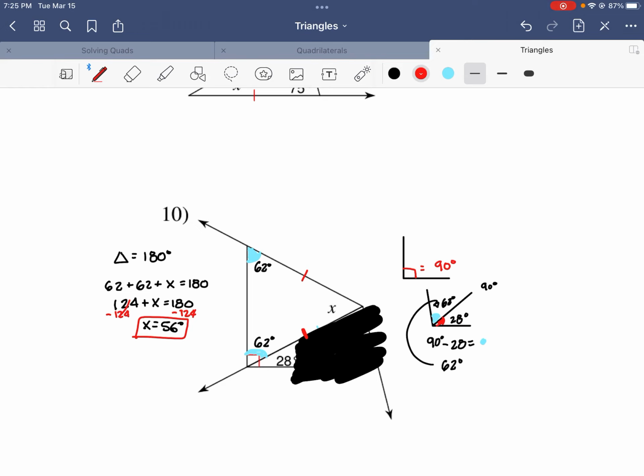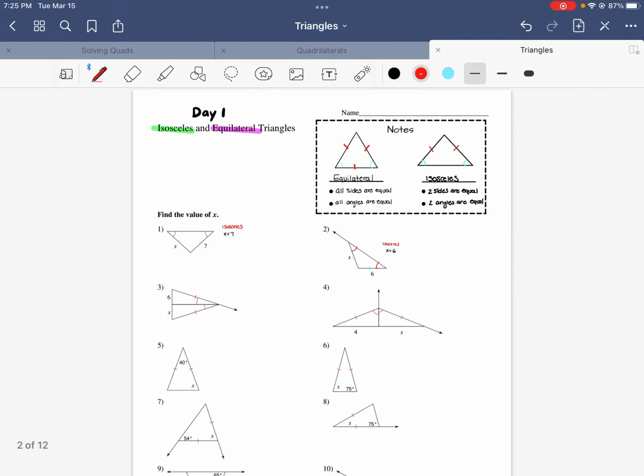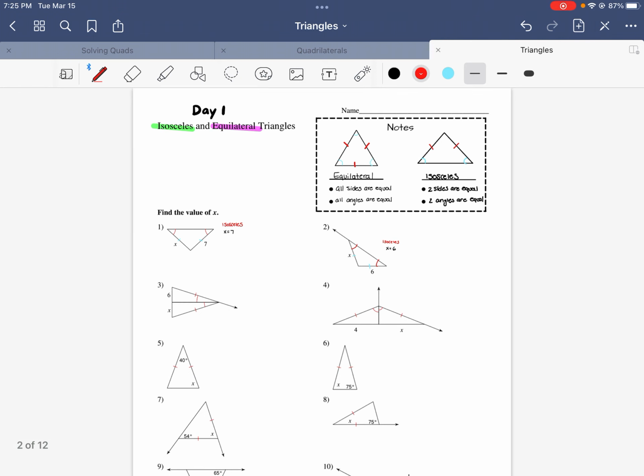And that is how we can use triangles, isosceles and equilateral, to figure out missing angles and sides. So go ahead and give some of these a try. Once you feel like you have a good idea on this, jump onto Delta Math or the next video.